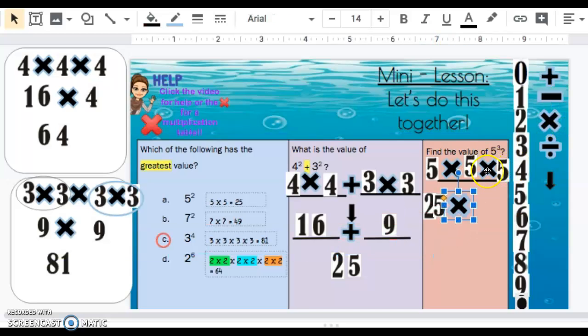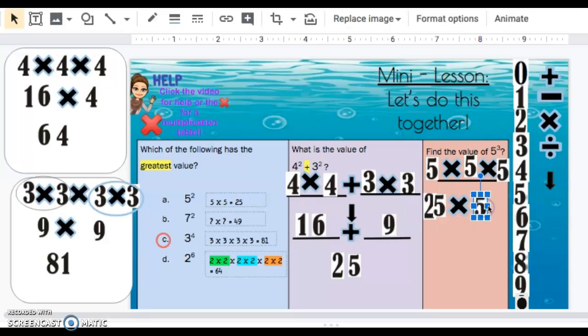Times, because that times sign is there, 5. Now, 25 times 5, a lot of you are probably thinking, oh my God, that's such a big number to multiply. But think of quarters. If you have 5 quarters, you have $1.25. So that is simply what your answer is without the decimal point, because there's no decimal point. So your answer is 125.